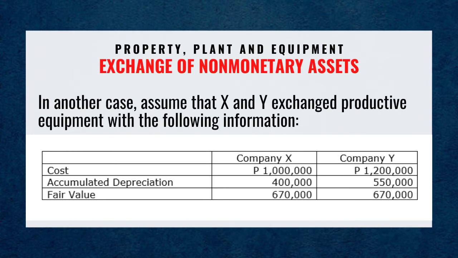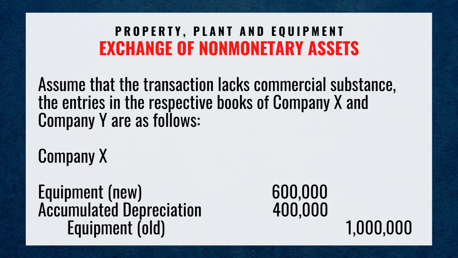In another case, assume that X and Y exchange productive equipment with the following information. Cost: Company X, 1 million pesos; Company Y, 1,200,000 pesos. Accumulated depreciation: Company X, 400,000 pesos; Company Y, 550,000 pesos. Fair value: Company X, 670,000 pesos; Company Y, 670,000 pesos. Assume that the transaction lacks commercial substance.